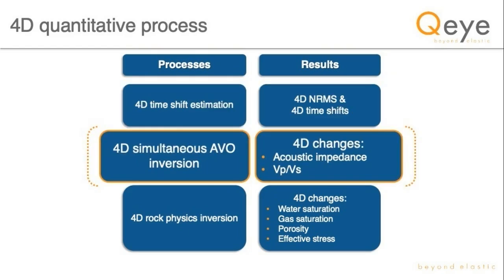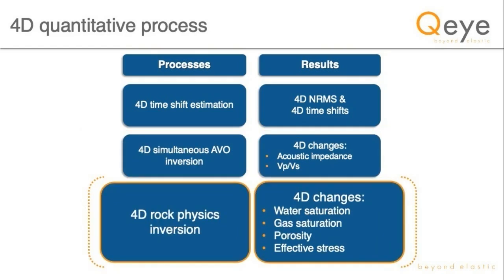When that's been done, we can then perform the 4D simultaneous AVO inversion, and we invert directly for the differences from vintage to vintage. And the result of that is changes in acoustic impedance over time, and changes in VP/VS, and even sometimes in density. With these results, we can go to the next step, and that's the rock physics inversion using a rock physics model. And we can then calculate the changes in water saturation, gas saturation, porosity, and sometimes even the effective stress.